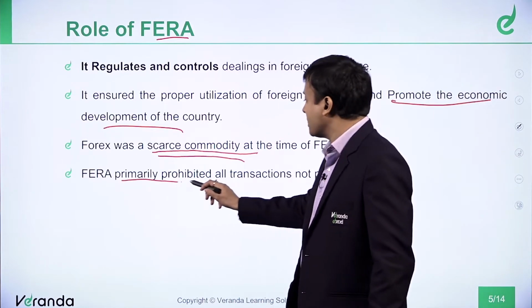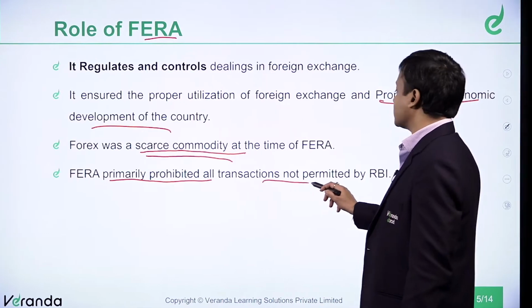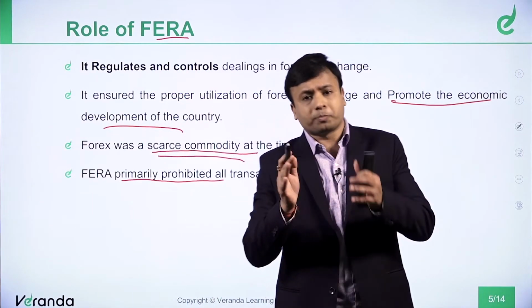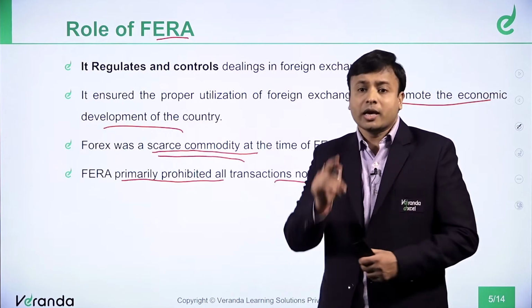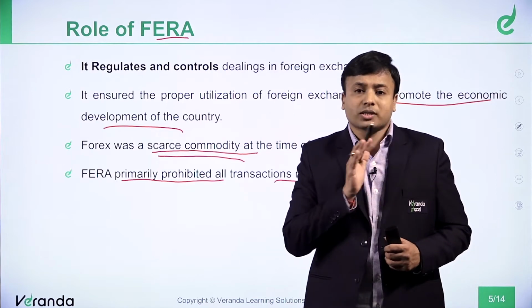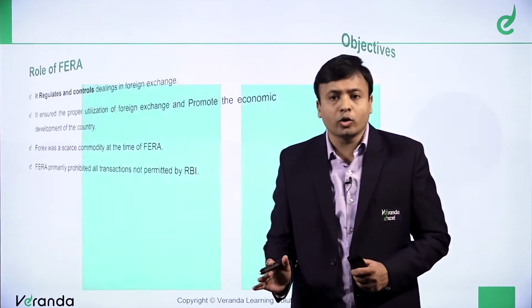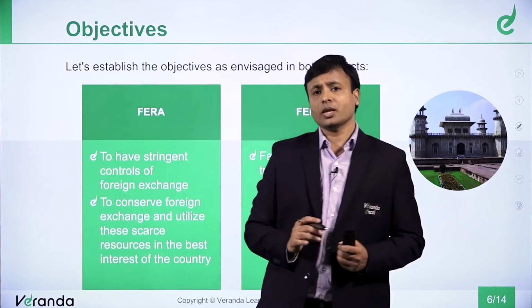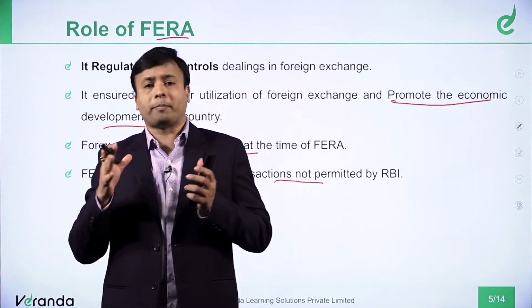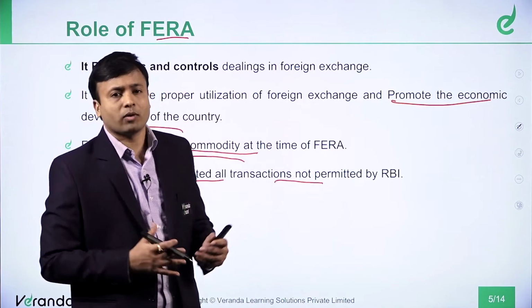It primarily prohibited all transactions, which means don't do anything with foreign exchange. It is my commodity, it is a precious thing which I don't have enough of. If you still want to do something with it, please go to the RBI. So this was a scarce commodity, and I am not going to leave it like this. These were the various parameters based on which FERA evolved.